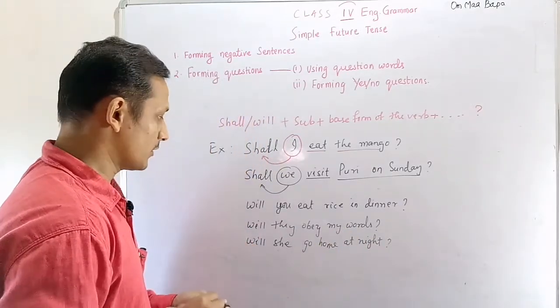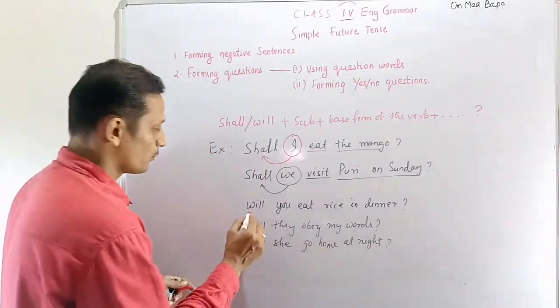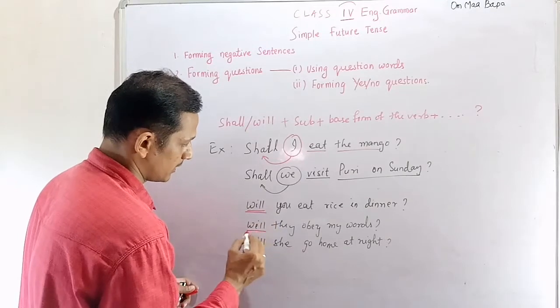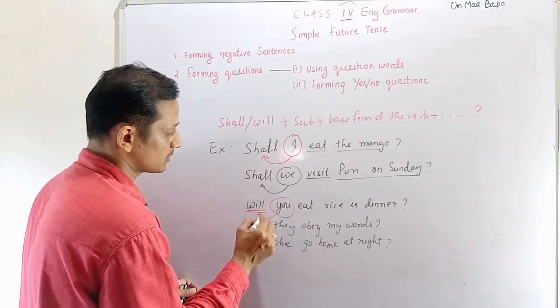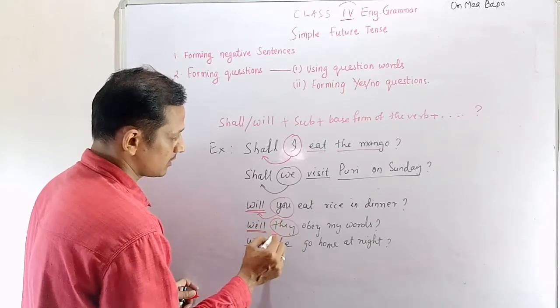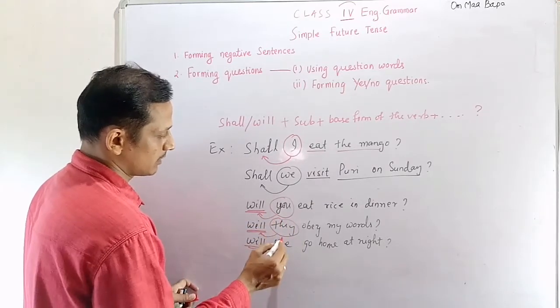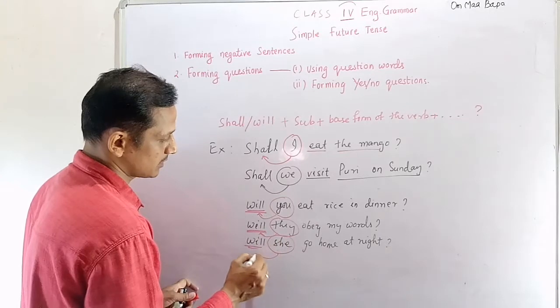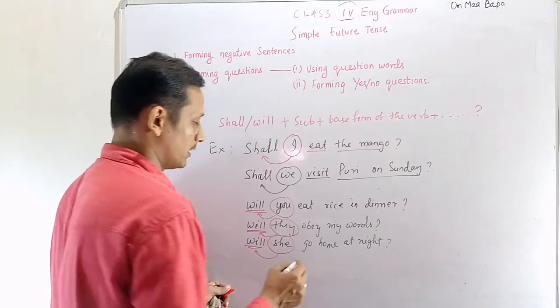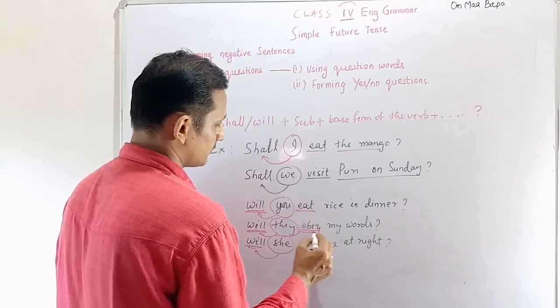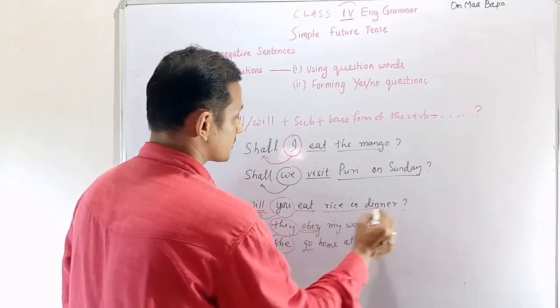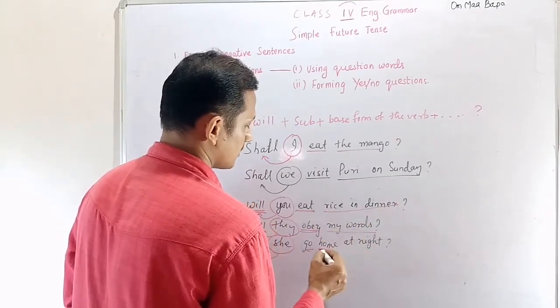Children, you can see I use will. Why? Because of the subject. You is there, so I use will. They is here, so I use will. She is here, the subject is she, so I use will. And after that, the base form of the verb, then the rest of the sentence.